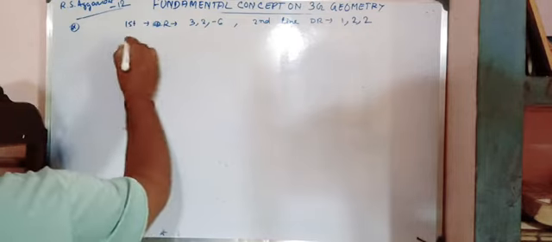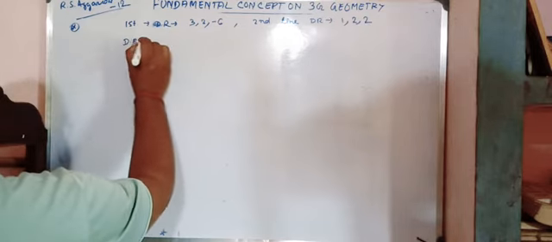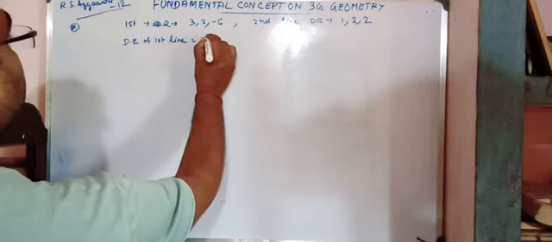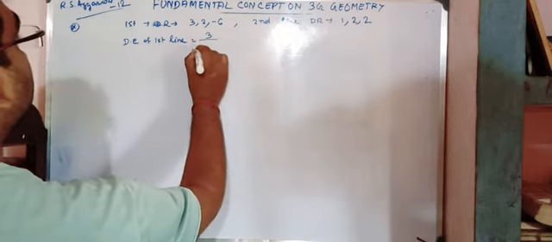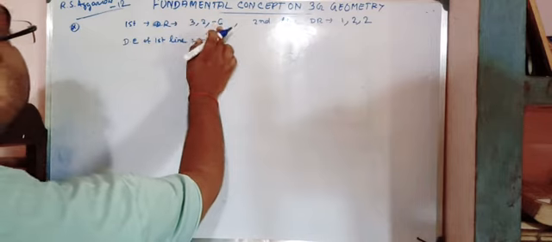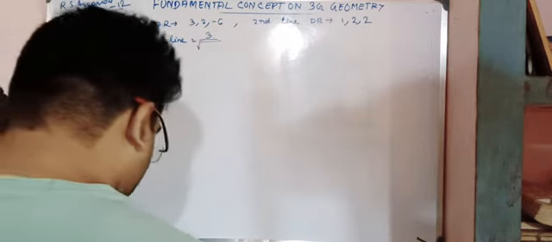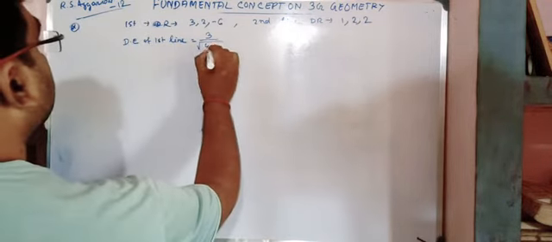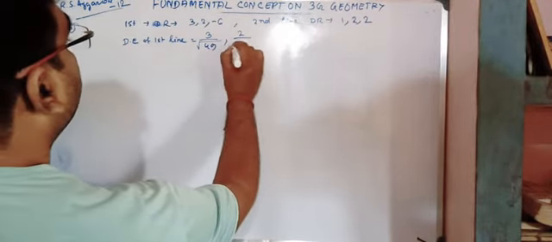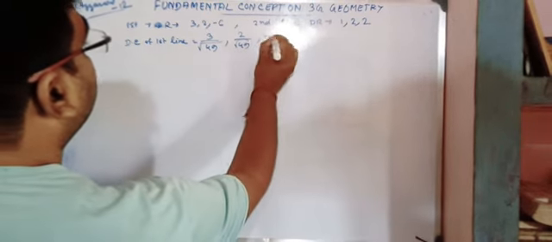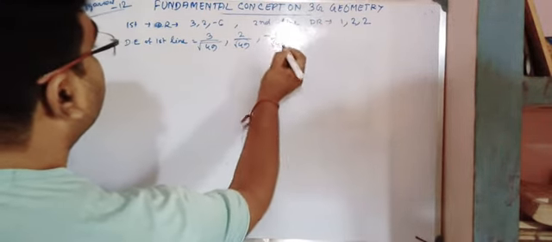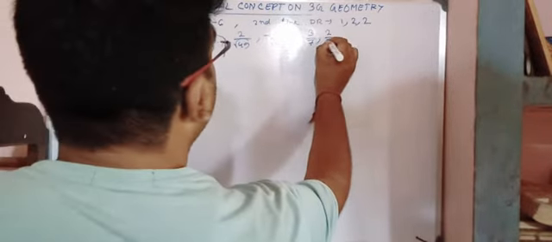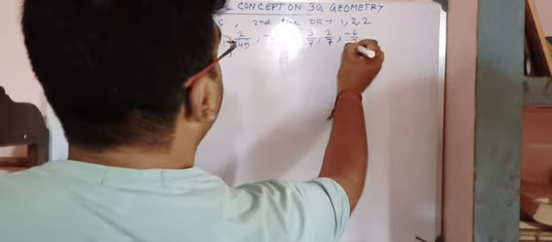So the direction cosine of the first line is equal to 3 by root of 3 square plus 2 square plus 6 square. If we calculate that, we get root 49. Here 2 by root 49 and here minus 6 by root 49. That is 3 by 7, 2 by 7, minus 6 by 7.